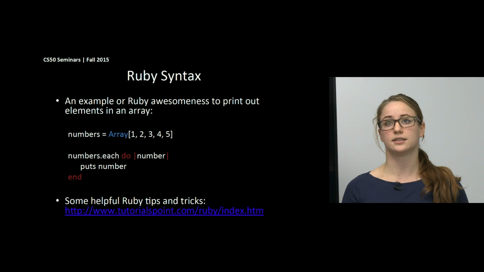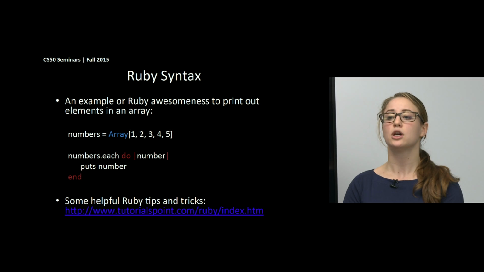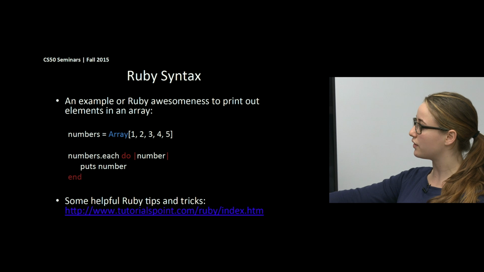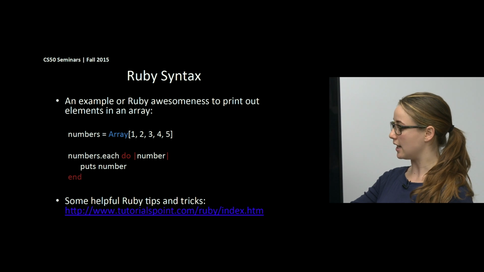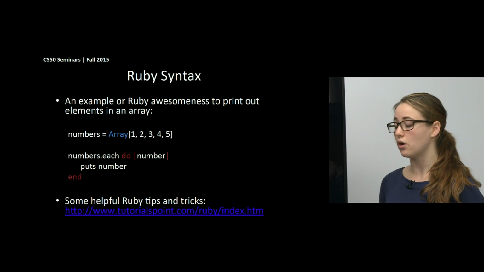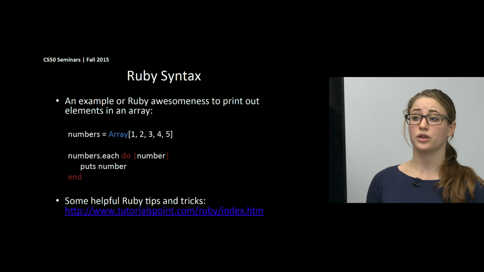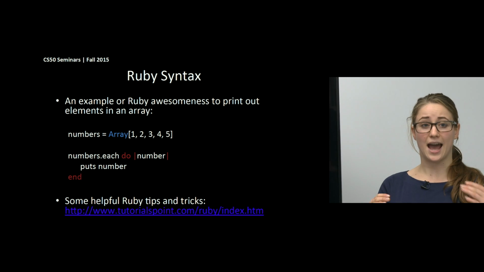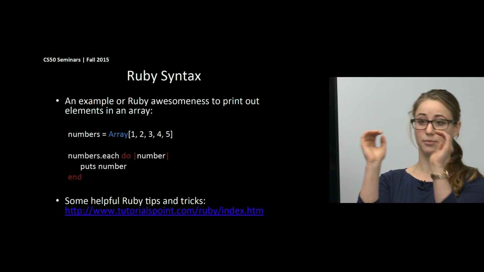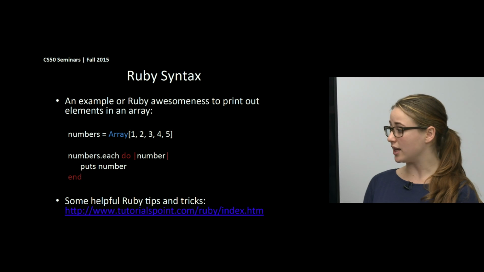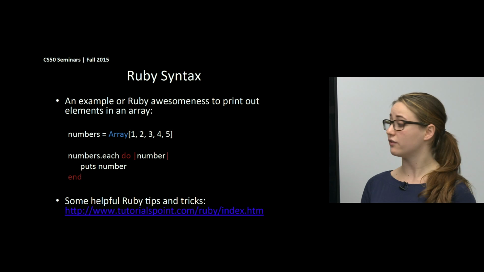We'll address differences between Ruby and the languages you've been working in more when we get into code examples, but this is just a cool thing that Ruby does, which is iterating through numbers in an array. If you remember in C, you have to set up a for loop and iterate through your array by accessing each element: array bracket 0, array bracket 1, array bracket 2. In Ruby, they've taken care of a lot of that for you.